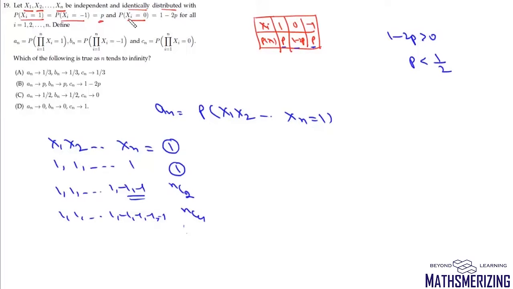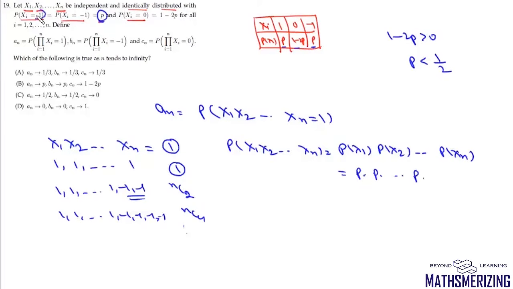Now since all these distributions are independent, then we know that in any scenario P(x1, x2 into xn) will be P(x1) into P(x2) into P(xn). It will be simply P into P into P n times, because for plus 1 this probability is P and for minus 1 also this probability is P. For each of these conditions this probability will be P into P into P n times, and that should be P to the power n. So now we can write An. So this An will be, now this first one is NC0 P to the power n.